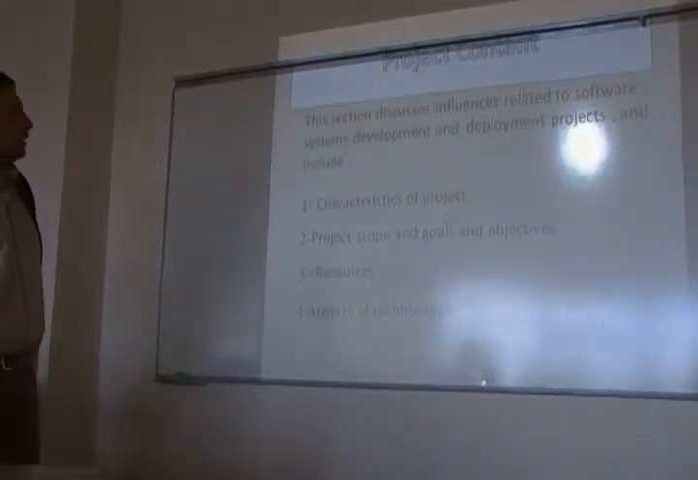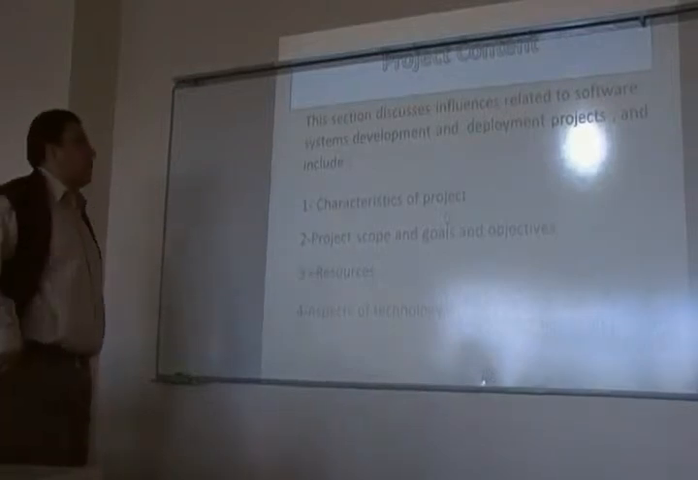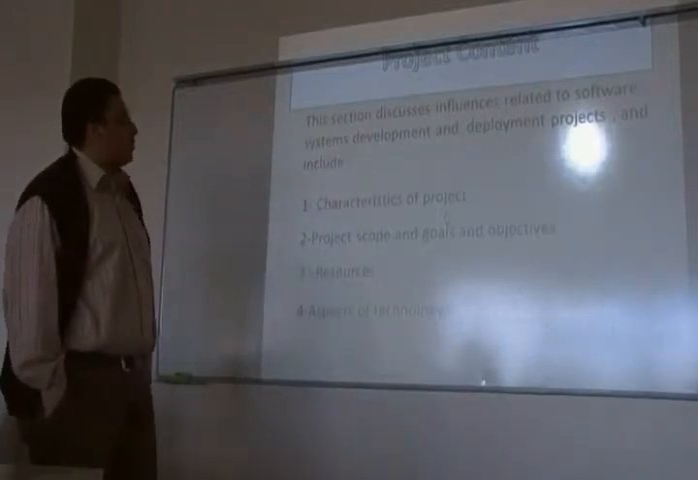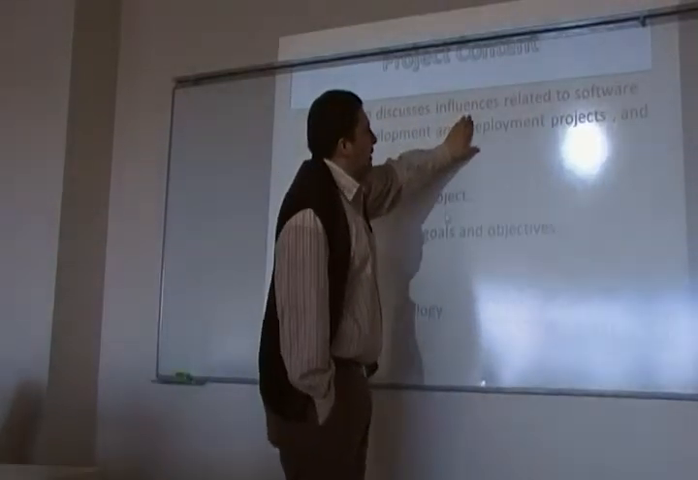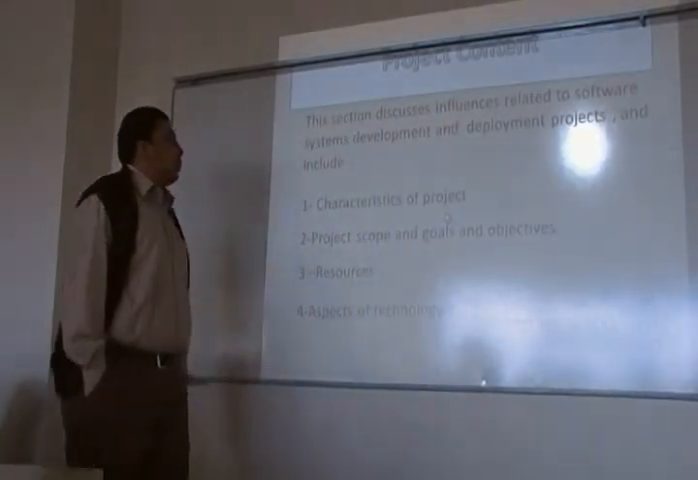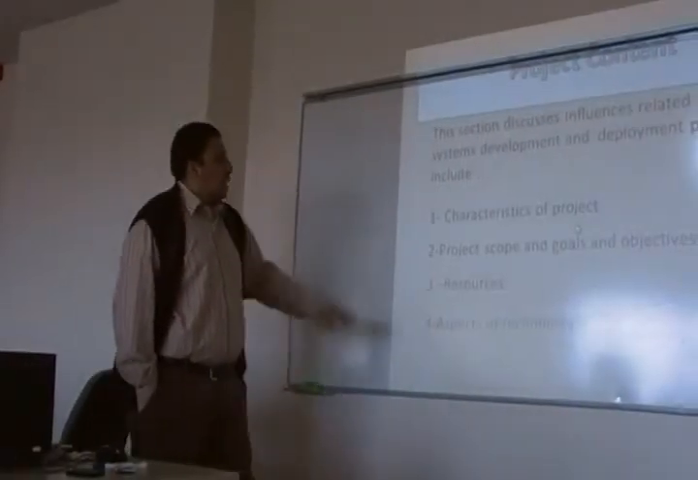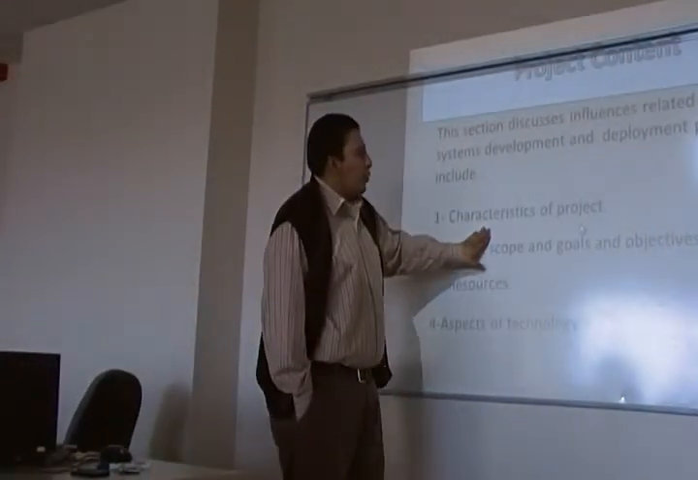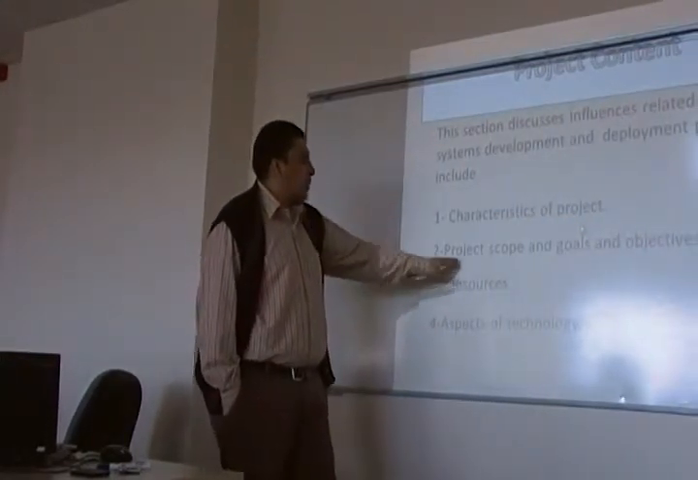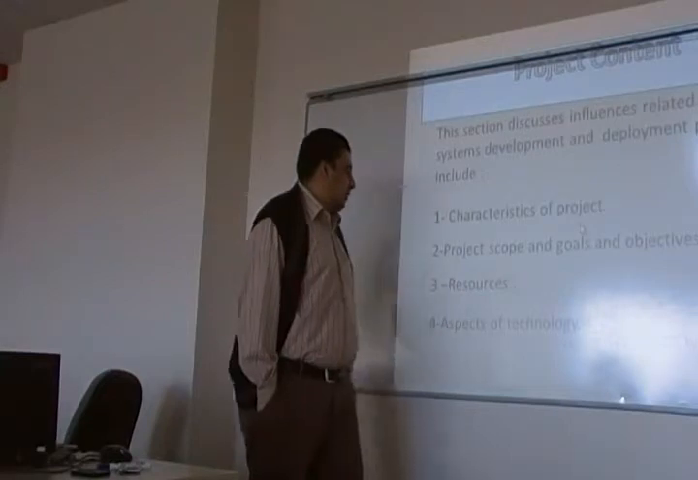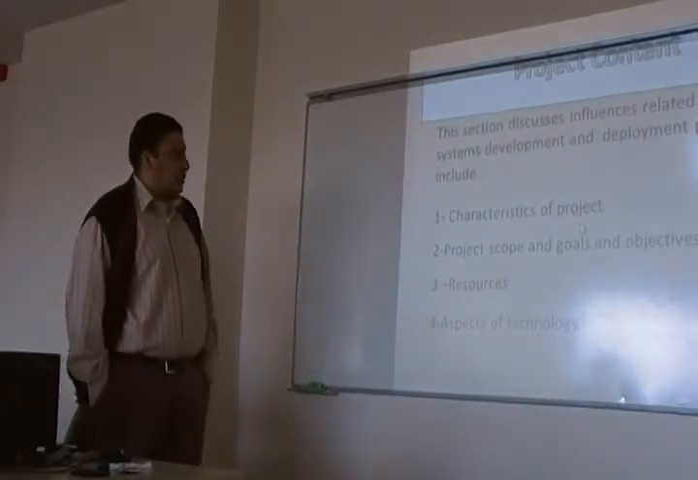Project context. The third factor affecting system development. This section discusses influences related to software system development and the development project and context. Properties of the project, or characteristics of the project: project scope, goals and objectives, resources, and finally aspects of technology.